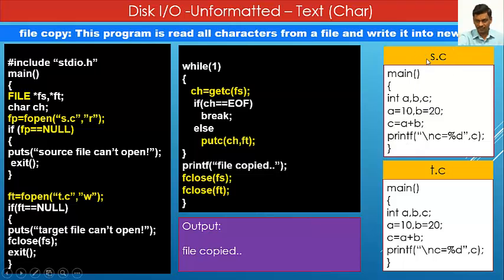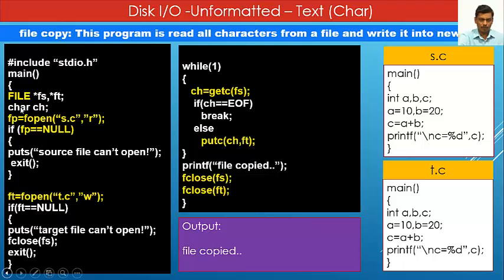Now we open this file in read mode. Then we read character by character. Then we open another file in write mode, t.c. This is a new file, the target file. We write this file in write mode. We read a character from s.c, then we write it to t.c. So we read all characters, character by character, all the data. Then we write character by character into t.c.